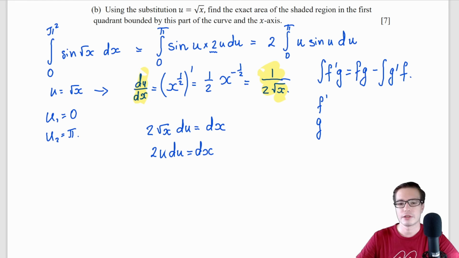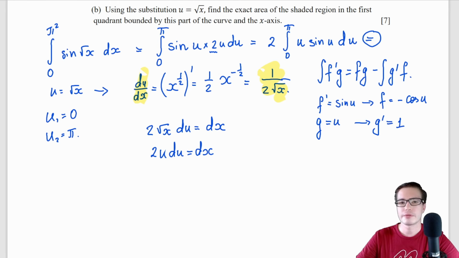Start thinking with g. You will have to differentiate it, and ideally the result should be easier than g itself. I think the good candidate would be g equals u. Therefore, f derivative should be equal to sine u. So to find the f, we will have to integrate. Integral of sine is going to be minus cosine. And g derivative is going to be just 1. And now let's rewrite our integral.